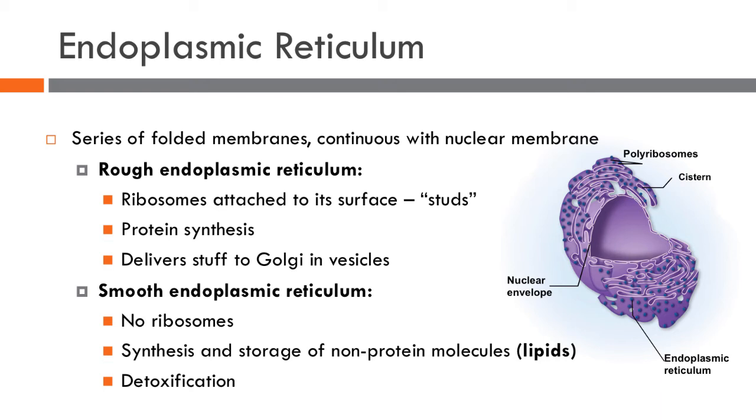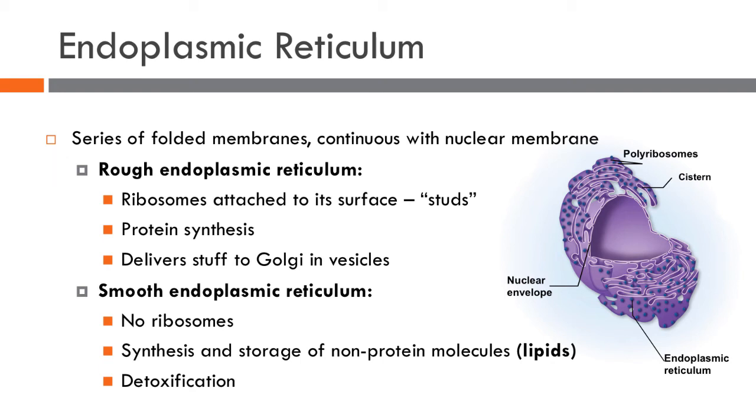And there are two types of endoplasmic reticulum. The first one is called rough endoplasmic reticulum, or rough ER. And the reason it's rough is because it has ribosomes attached to it. So remember the function of ribosomes? It was to make protein. So the function of the rough ER is going to be protein synthesis. After the proteins are synthesized, the rough ER is going to deliver those proteins to the Golgi in vesicles that bud off from the rough ER.